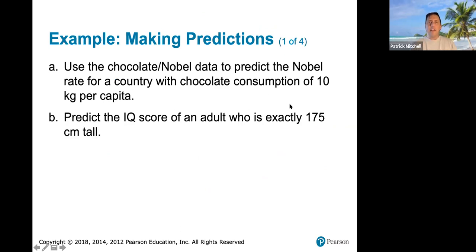As an example of making predictions, first we're going to use the chocolate Nobel data to predict the Nobel rate per country with chocolate consumption of 10 kilograms per capita. And then in letter B, predict the IQ score of an adult who is exactly 175 centimeters tall. Sounds like it might be a trick question.